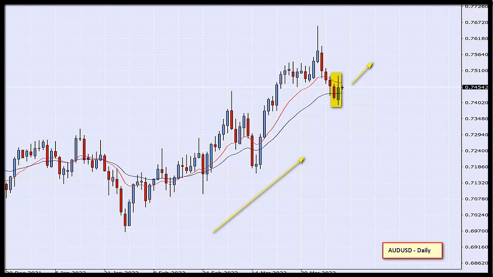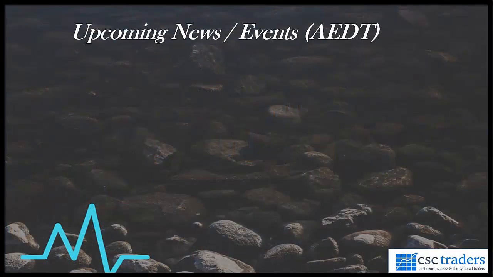Alright, moving along, and let's see what's on the agenda for today's session. There's actually quite a lot of data coming out today, starting off at midday from New Zealand, where they will announce their official interest rates decision, and also release their official rate statement, the monetary policy from the RBNZ.